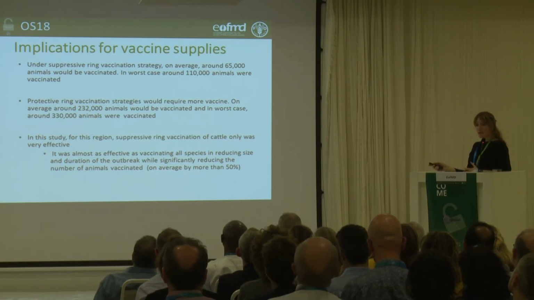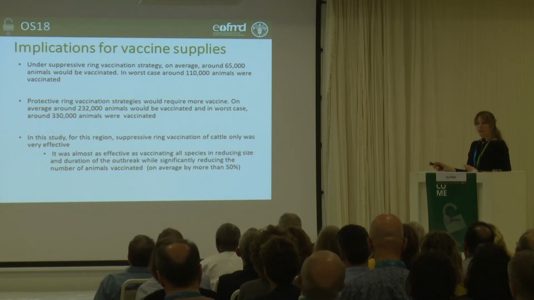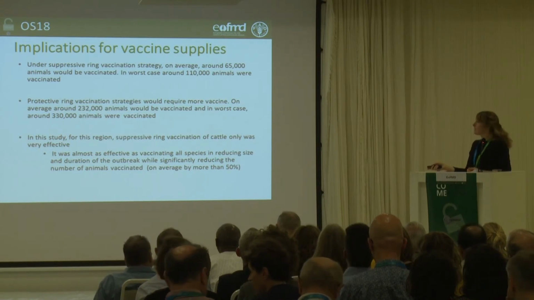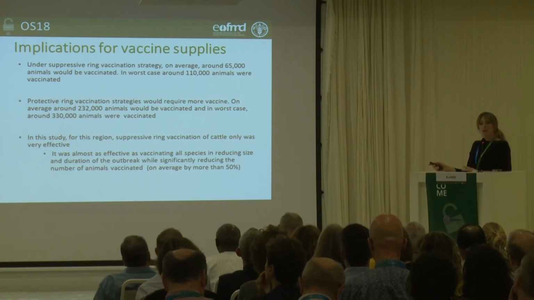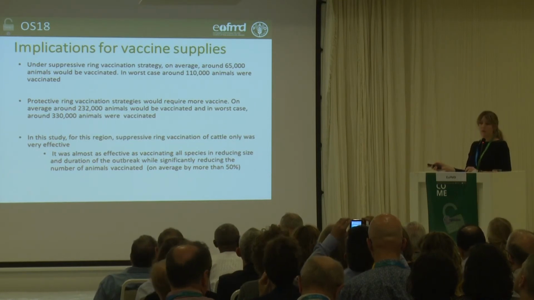And in this study for this particular region, suppressive ring vaccination of cattle only was very effective. So it was almost as effective as using suppressive vaccination for all the species in reducing the size and the duration of the outbreak, and also significantly reduced the number of animals that have to be vaccinated.